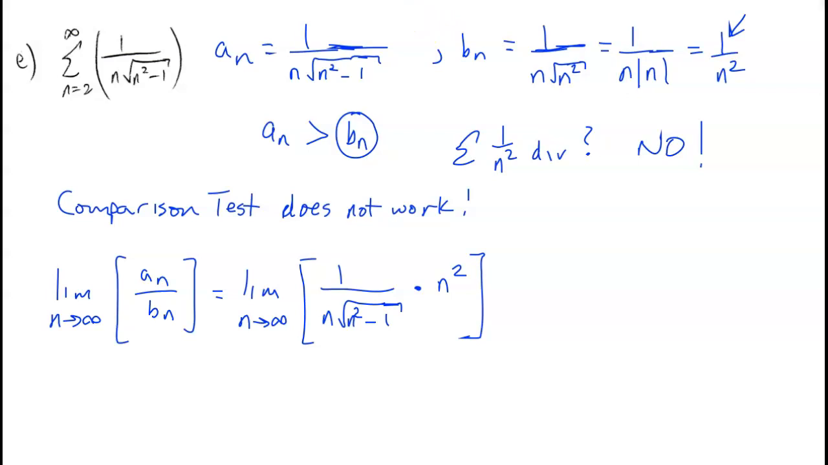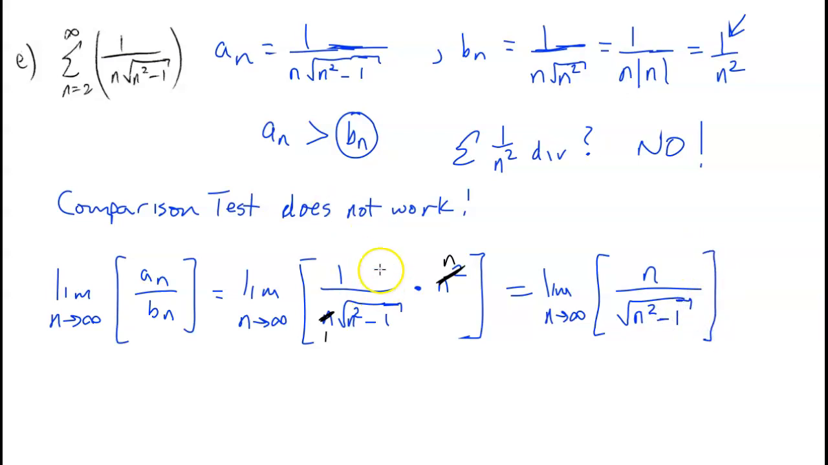So if we look at it that way, then of course this n and one of these n's will reduce to 1. And what I have left is the limit as n approaches infinity of n over the square root of n squared minus 1. Okay. Now, for me to be able to evaluate this limit, I'm going to have to do a little fancy footwork here.